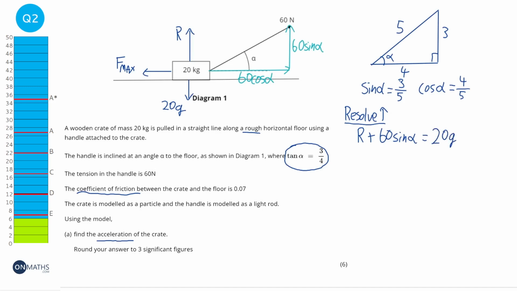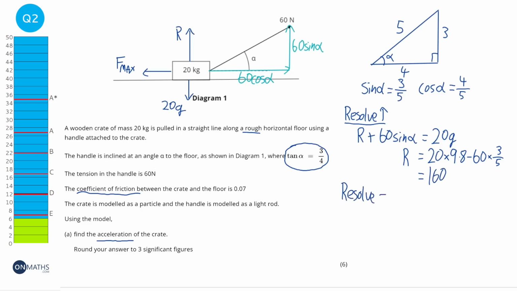Now, we can rearrange that to have R equals. So it'll be R equals 20 times g, where g is 9.8, take away 60 times sine alpha, which we've already worked out is 3/5, so times 3/5, and we get that R is, we can just leave that as 160.